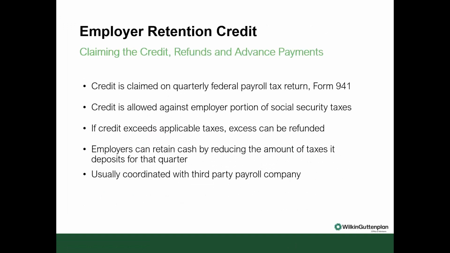And again, just to touch quickly upon this, these credits are going to be claimed on Form 941 with the payroll tax returns. There is a form that came out to actually request an advance payment of a credit, which is Form 7200. So again, you should be coordinating the claiming of these credits with your third-party payroll company.